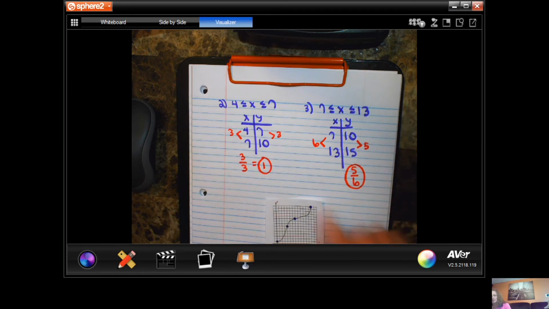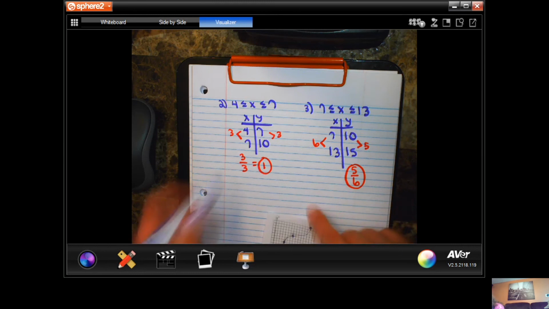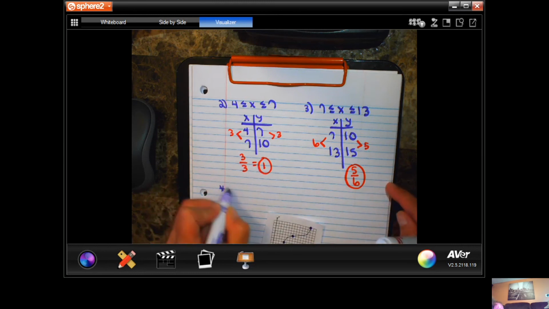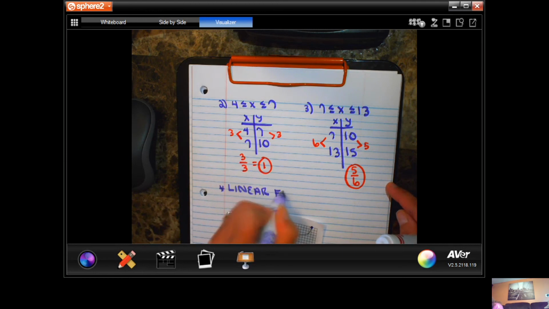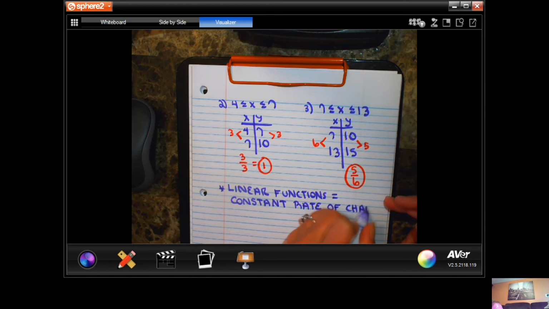All right, I want to put a little note here. If you have the same number more than one, so if we had the same slope, that means we would have a line. So can you put a little comment for me? Linear functions equal a constant rate of change. What that means is it's the same slope, same rate of change. So constant rate of change.